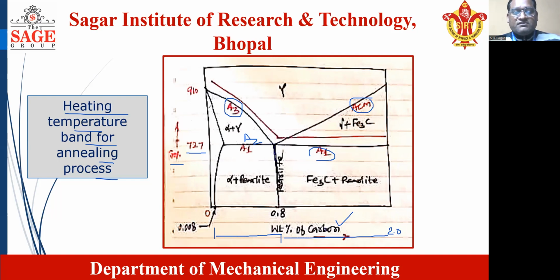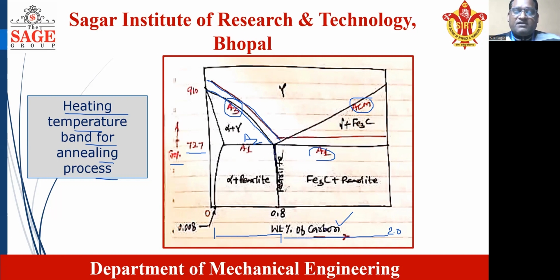For the annealing process, as we saw in the first slide during the definition, for hypoeutectoid steel the metal is heated about 50 degrees Celsius above the A3 curve. So this is the A3 curve, and this is the curve about 50 degrees Celsius above it. This is the definite temperature up to which the metal will be heated.